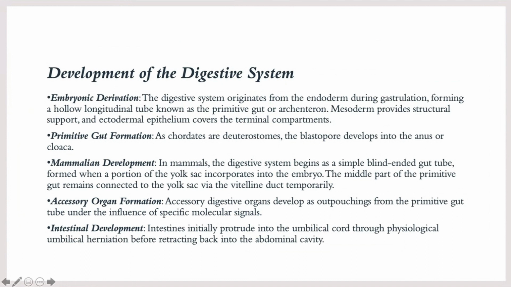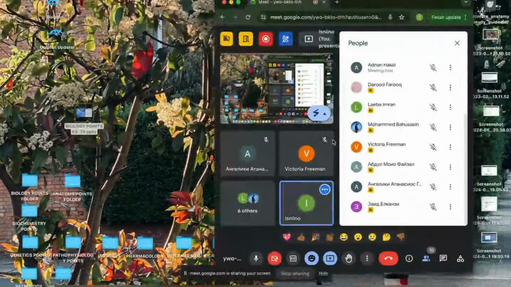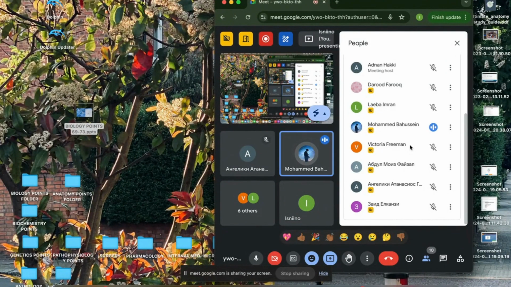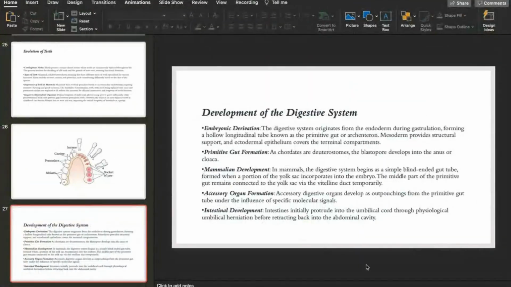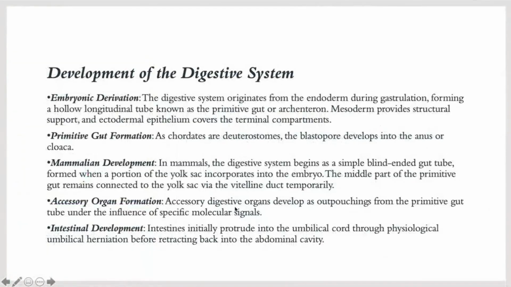This is something you should know from cytology. So what does the yolk sac do? Why do we have a yolk sac in the embryo? Mohammed, do you know? Is it to give the rest of the nutrients? Exactly. To provide the nutrients for the embryo. Very good. You guys can still see the screen, right?